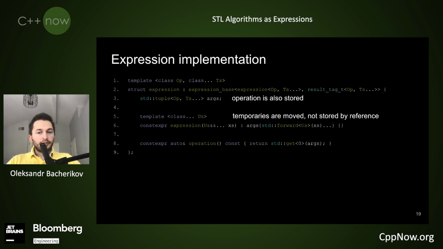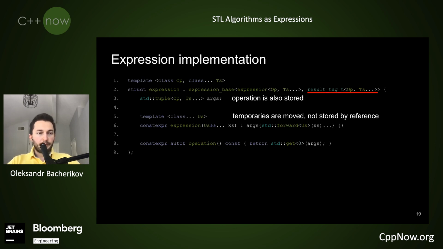And now let's get back to line 2. In here, I also use the curiously recurring template pattern. And the important part here is the second parameter, which is the result tag for this expression. It can be a scalar tag. In that case, we allow implicit conversion from the expression to its result to make writing code easier. It can be a range tag. In that case, we would like to inherit our expression from, for example, boost range facade to add some of the range interface to it. And we'll see one more important use case for it later in the talk.